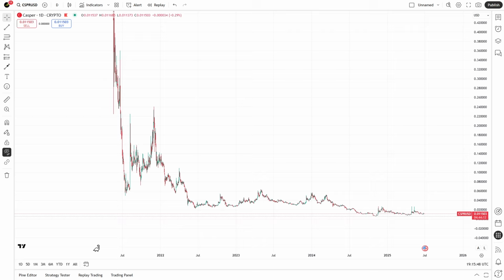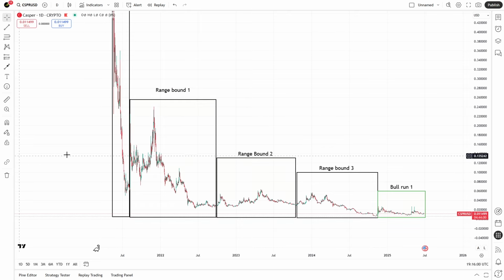This is going to be a Casper video. Now, for those of you who follow my Casper analysis, you know that I've mentioned many times that I believe Casper has a repetitive macro structure. Let's bring this chart to life. Bam. So this is TradingView. I'm going to bounce between TradingView and CoinTrader Pro in this video.